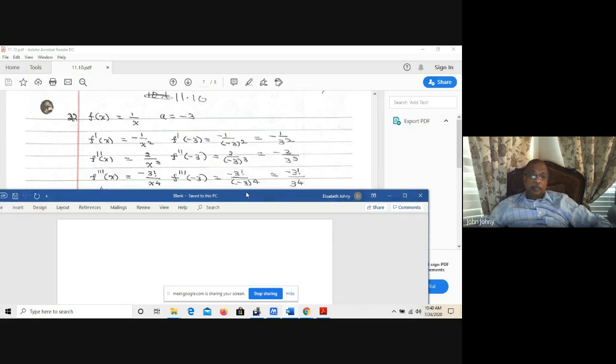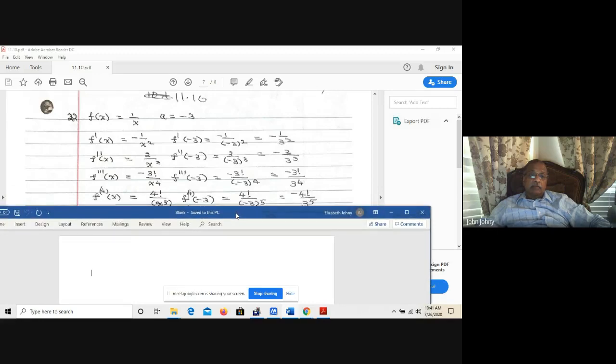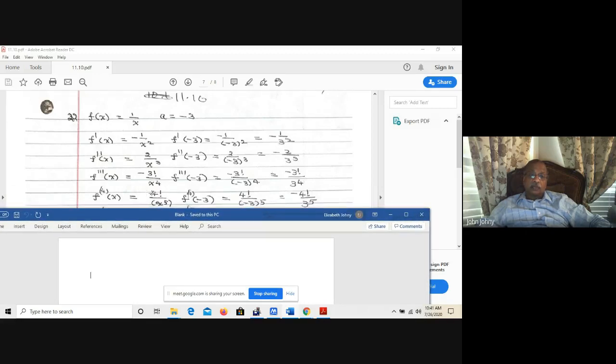And f triple prime of x is negative 3 factorial. Actually, that's going to be 1 times 2 times 3. It is actually 6. I wrote it as 3 factorial. Negative 3 factorial over x to the 4. So f triple prime of negative 3 is negative 3 factorial over (negative 3) to the 4, which is 3 to the 4 again. Then the fourth derivative is 4 factorial over x to the 5. When you replace x by negative 3, you get 4 factorial over (negative 3) to the 5. And that also is negative. It looks like all the terms are negative.